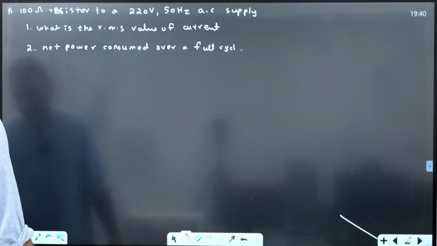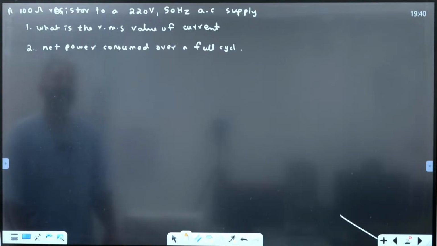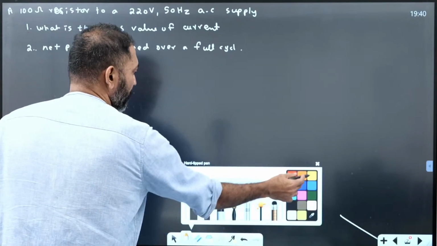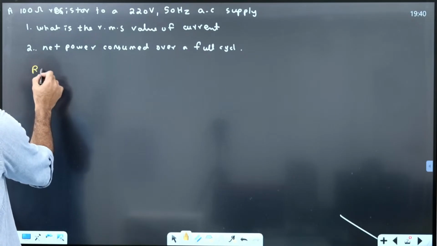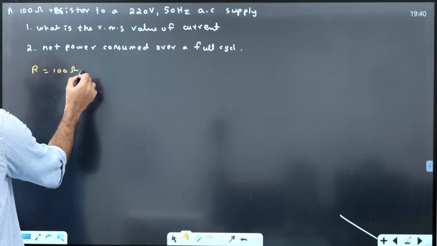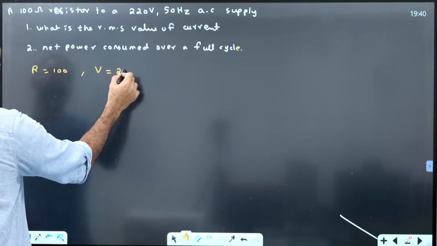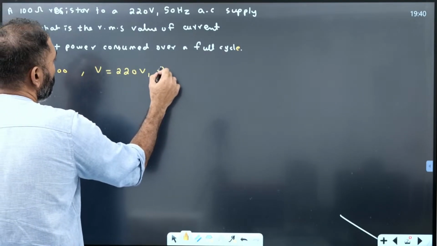So these are the two questions. What are the data given? Resistance equal to 100 ohm. Voltage supply equal to 220 volt. Frequency is equal to 50 hertz.